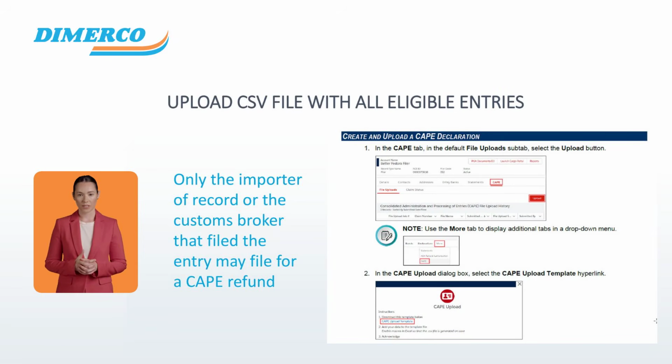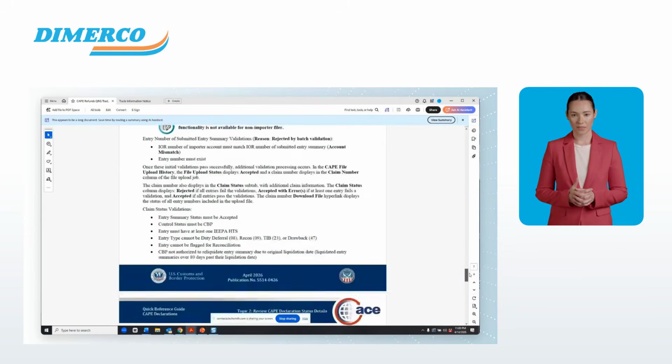Once you've determined which entries are eligible for a refund, you or your customs broker can file for the refund after April 20th. It starts by downloading a CSV file of qualified entry numbers. Follow the prompts within the CAPE system. Note that only the importer of record or the customs broker that filed the entry may file for a CAPE refund. CBP will then validate the file for errors.